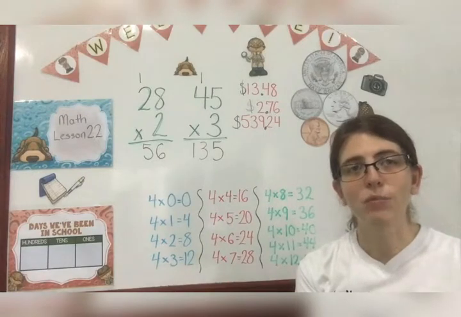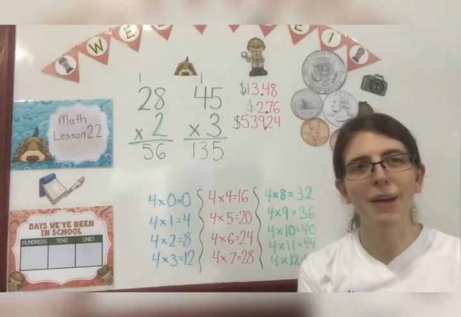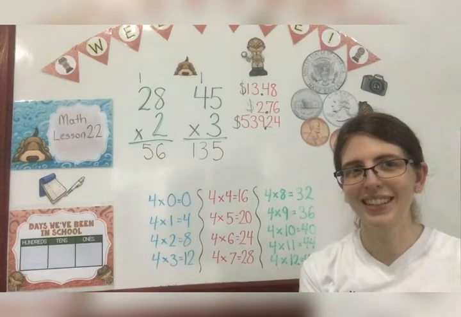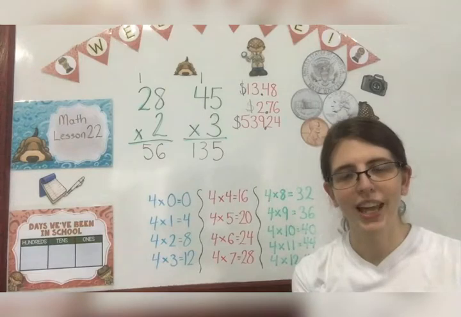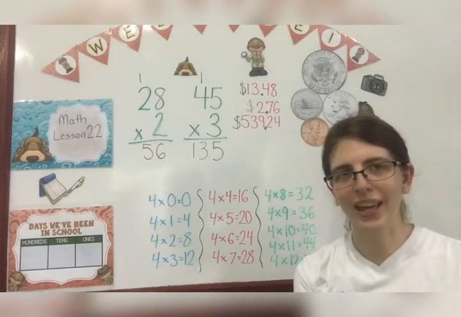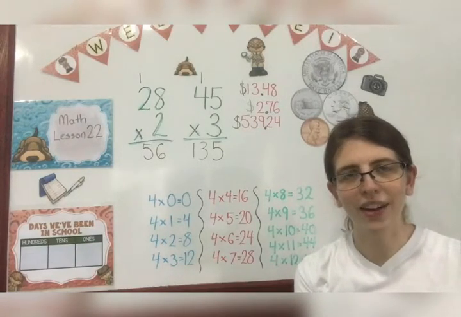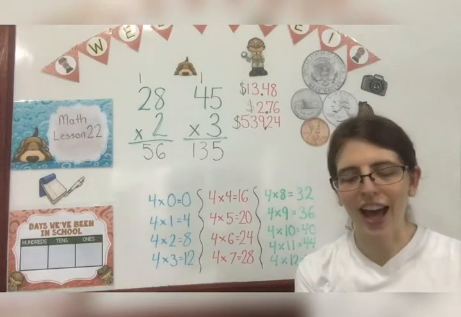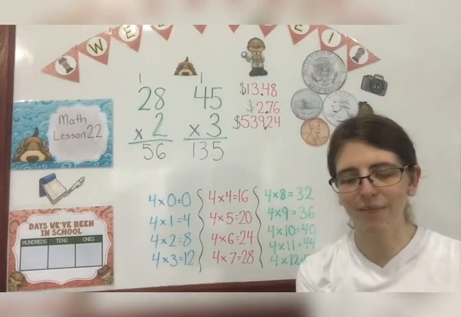25 times 2. Start with your 2 on the bottom and multiply it by your number in the ones place, 5. 2 times 5 is 10. So you put your 0 down first. Carry your 1. 2 times 2 is 4. Plus the 1 that you carried is 5. So your answer is 50. Very good. Keep going just like that with the rest of this section.